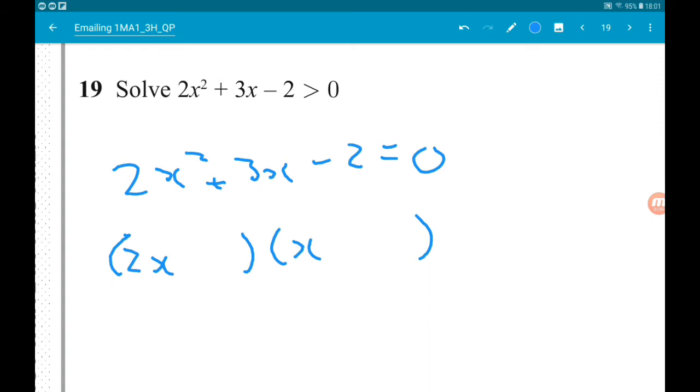So, if we were to put a plus 2 in there, we're going to get 2 times 2x, which is 4x. If we then put minus 1 there, we get minus 1 times x, which is minus x. So 4x minus x gives us the 3x in the middle.